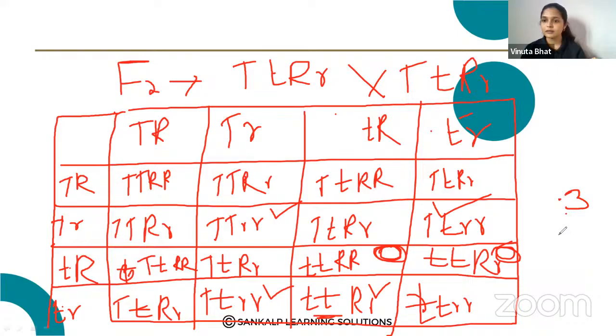And dwarf but producing red color flowers. So they are also 3 in number: 1, 2 and here 3. And tall plants producing red color flowers are 9 in number. And the last one, dwarf plant producing white flowers, that is 1. So the ratio is 9 is to 3 is to 3 is to 1. And you should write which type of plants are 9, which are 3 and 3, and what type of plants are producing the last 1. So that you have to write.